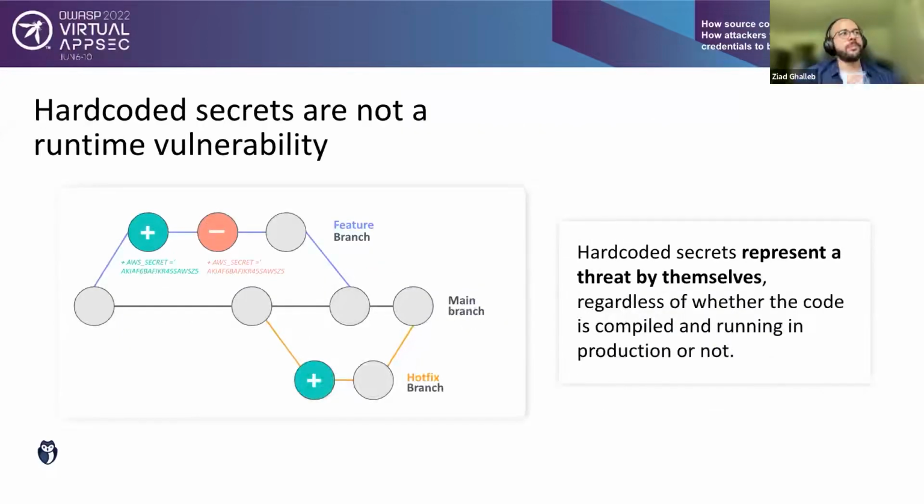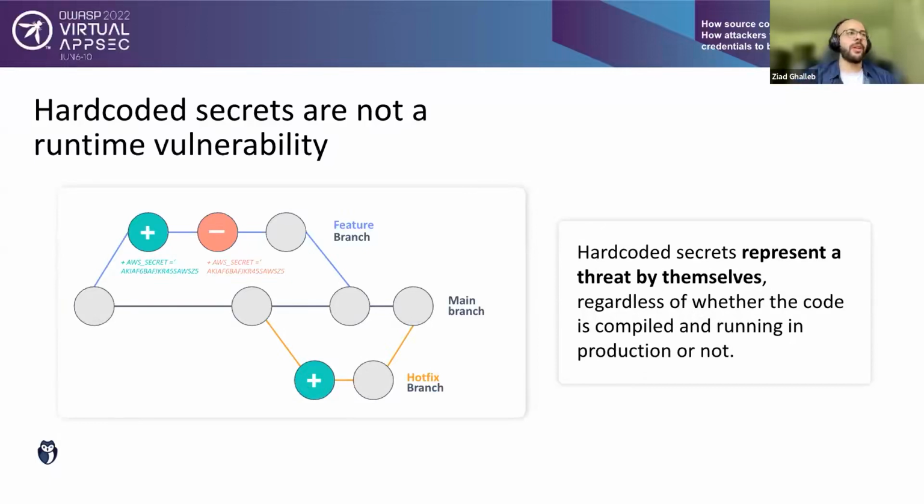Now, let's take a look at the historical scanning and why historical scanning is very important for us. So hard-coded secrets, unlike other vulnerabilities that are found through static analysis of code, are not a runtime vulnerability. They do not manifest themselves in applications that are necessarily in production. They represent a threat by themselves, simply because they exist, simply because they're in the Git history, regardless of whether the code is running or not.